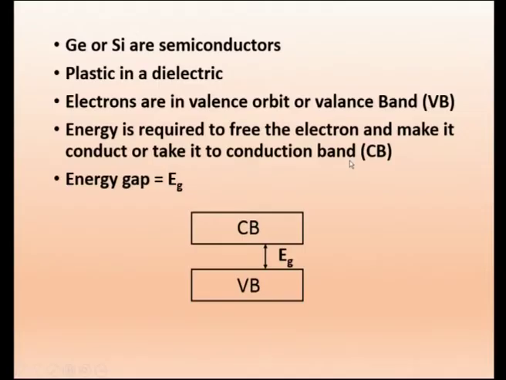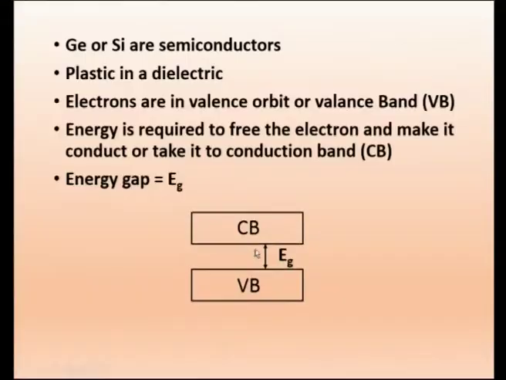Once it comes out, it's called the conduction band. So there is some energy required, that is called the energy gap. Here we write VB for valence band, where the electron is bound in the atom. Here the electron is removed from the atom so that it moves towards the positive of the battery. So it is the conduction band. The energy difference between the two, we call it the energy gap, EG, between the valence band and the conduction band.